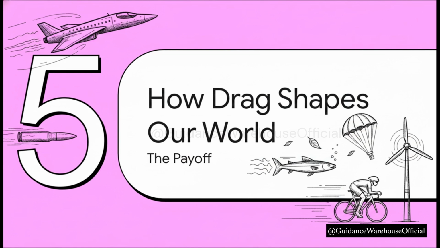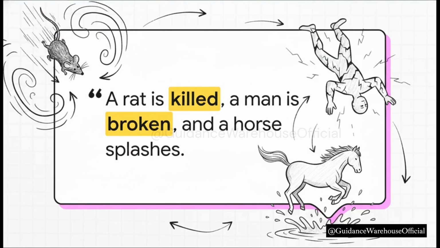Let's finish up by seeing how this invisible force has a very, very visible impact all around us, in both the natural world and in our own technology. This famous quote from the biologist J.B.S. Haldane just captures the idea perfectly. A mouse has a really large surface area compared to its tiny weight. This means it reaches a very low and very survivable terminal velocity. For a person or a horse, it's a tragically different story.